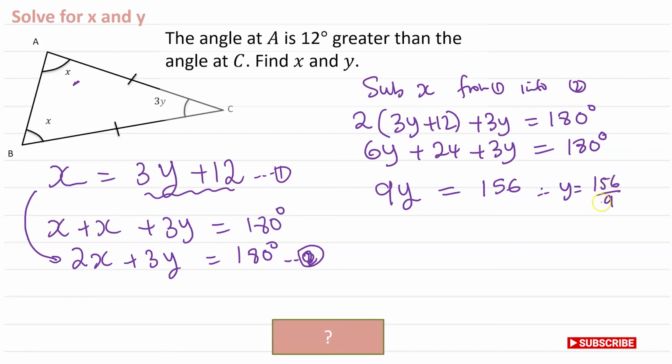Okay, we can simplify this. I can see these numbers here are divisible by 3. So there is 3 here, and there is 5 3 here, and there is 2 3 there. So that's equal to 52 over 3. So that is my y. Now I used equation 2. Now I'm going to go back to x and say x is equal to 3 times my y, which is 52 over 3, and then I need to add 12. So 3 and 3 will cancel, so therefore x is going to be equal to 52 plus 12, which is going to be 64.